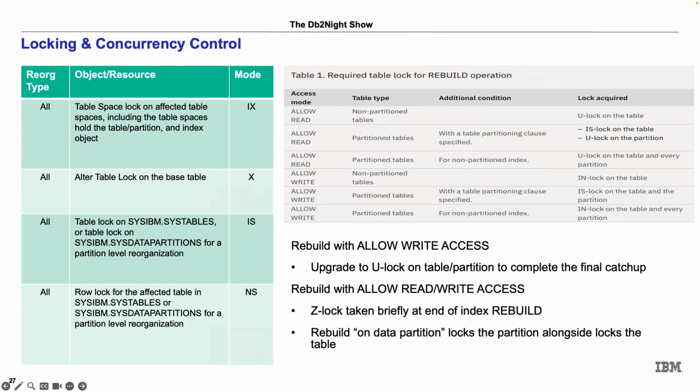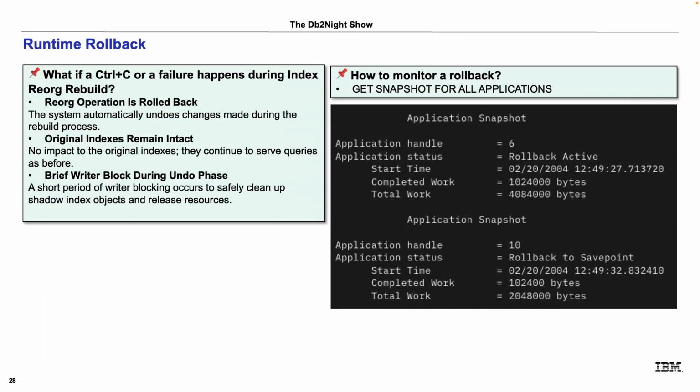Okay, then like mentioned before, for allow read, for allow write, we have the U lock for final catch-up, so nobody can write anymore. And for allow read write, a Z lock is taken briefly during the switch phase. So if the rebuild is on a specific partition, the partition is also locked alongside the table lock. Okay, so this is for the locking perspective.